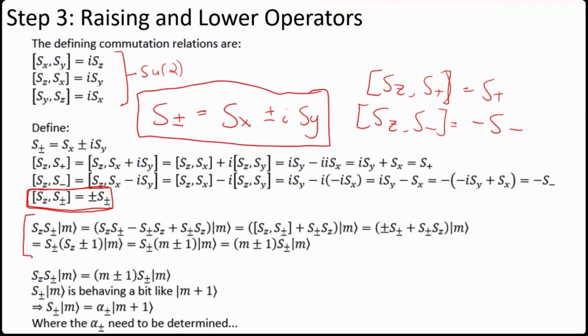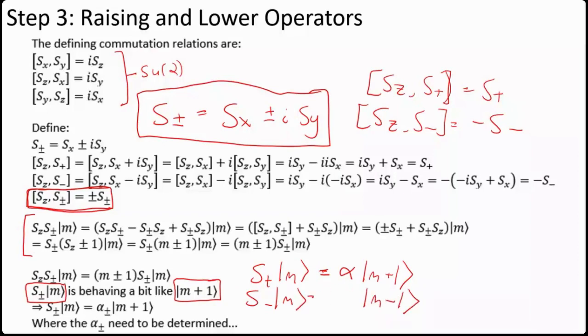And you can sort of reason out that S plus acting on a basis vector will give us the next basis vector up. So S plus acting on M will give us M plus 1. Now I made this mistake a few weeks ago. I thought this was the end of the story, but there's actually a coefficient here, alpha. And the same thing is true with the lowering operator. It'll give you the one less, but there's another coefficient, beta, that belongs there.